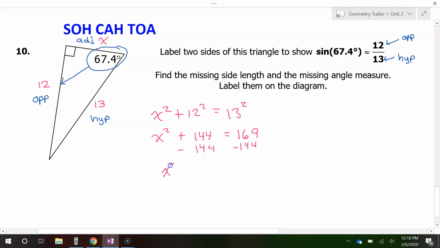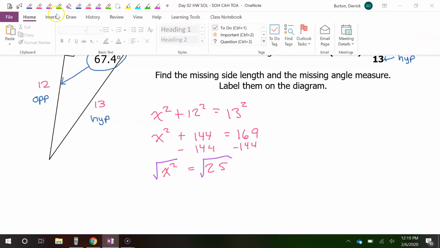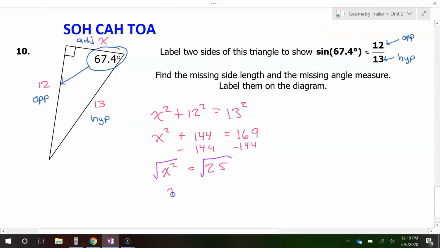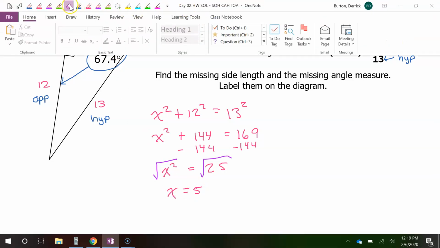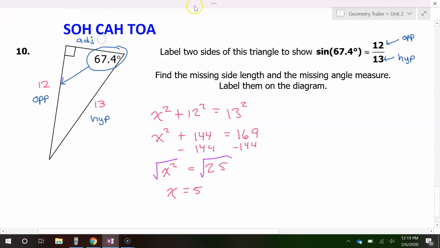And then if we subtract 144 from both sides, then we get x squared is equal to 25. So when we take the square root of both sides, we find out that x is equal to 5. So that tells us the missing side is 5. So I'm just going to erase the x and put 5 in its place. All right, now we have all the sides.